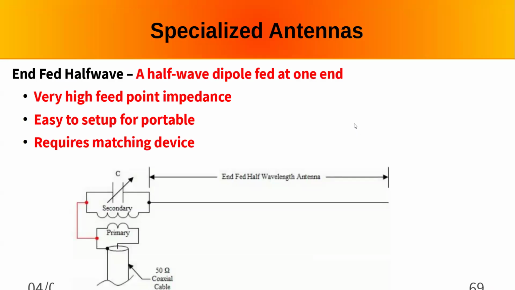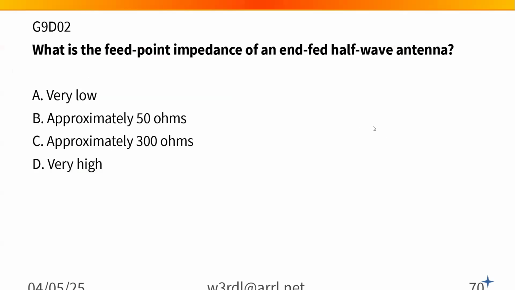Okay, an in-fed, we talked about, has very high feed point impedance. Most people that do POTA use in-feds because it's easy to toss it up in a tree or shoot it up in a tree. You just connect to the end of it. So what's the feed point impedance of an in-fed half-wave antenna?